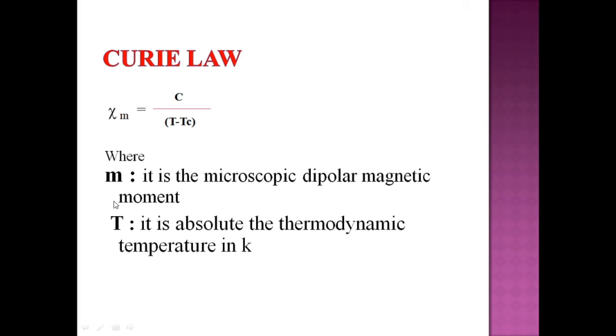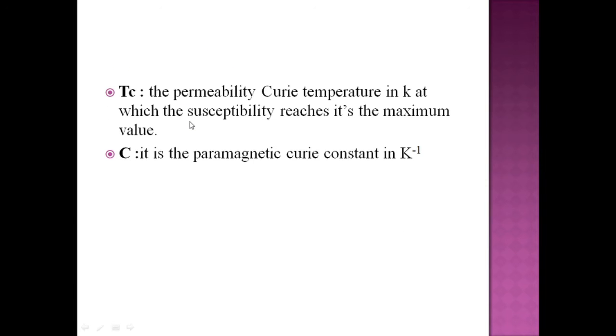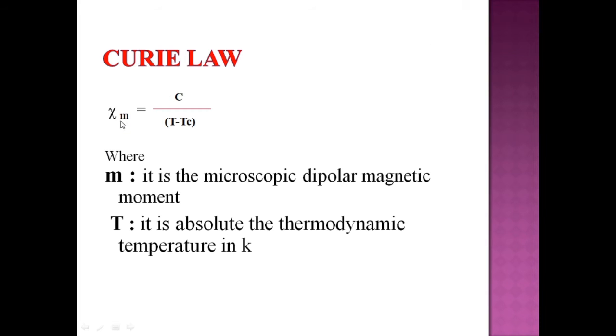Tc is the Curie temperature, the temperature in Kelvin at which susceptibility reaches its maximum value, and C is the paramagnetic Curie constant, per Kelvin. This is Curie's law and Curie's expression.